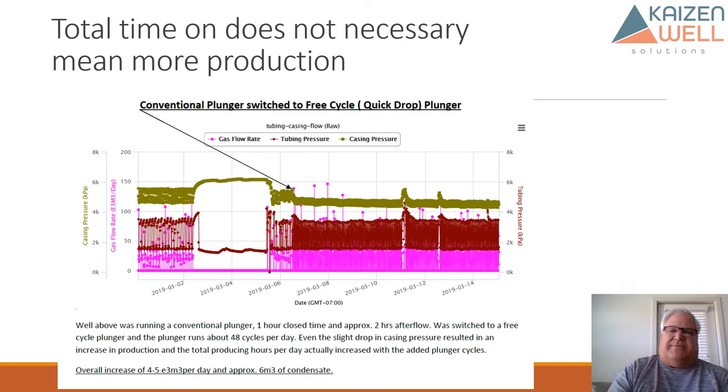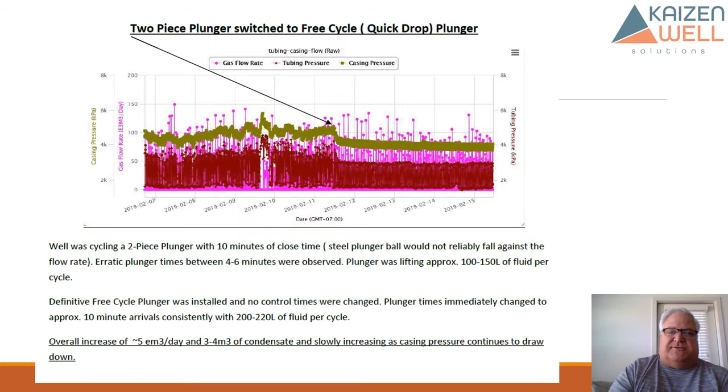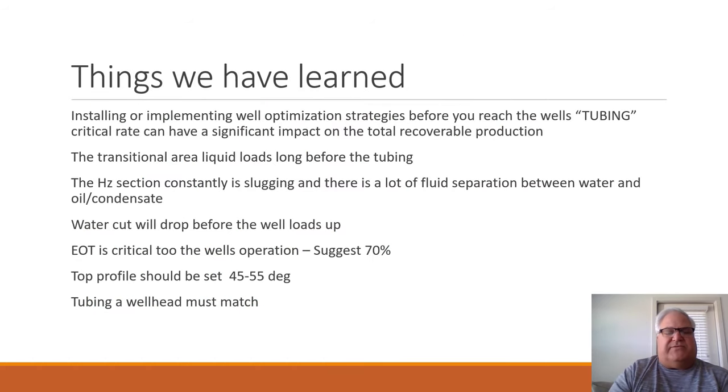So here's just some examples going from conventional plungers to free cycles, different things we've done, how using the right plunger with the right off time can really make a big difference. One of the big things is total production time in a horizontal well, which is quite different than a vertical well, does not necessarily mean better production.